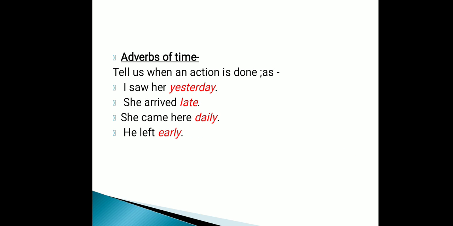Next, adverbs of time. Students, adverbs of time tell us when an action is done. Adverbs of time show when an action is done. See the example. I saw her yesterday. She arrived late. She came here daily. He left early.